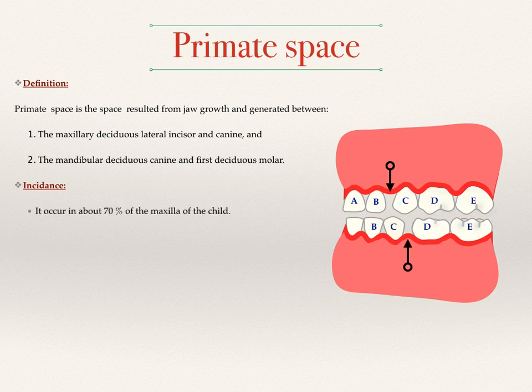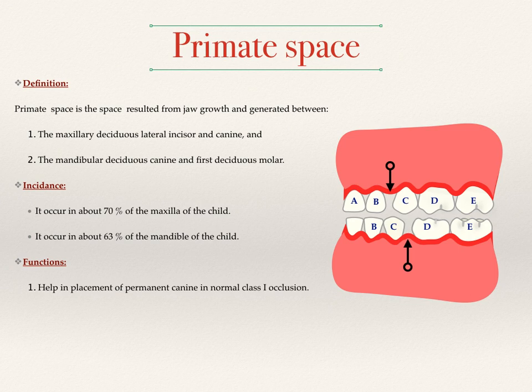Incidence. It occurs in about 70% of the maxilla of children. Also, it occurs in about 63% of the mandible of children. Functions. This space helps in the placement of the permanent canine in normal class 1 occlusion. It is needed for development of the offset relation between opposing teeth.